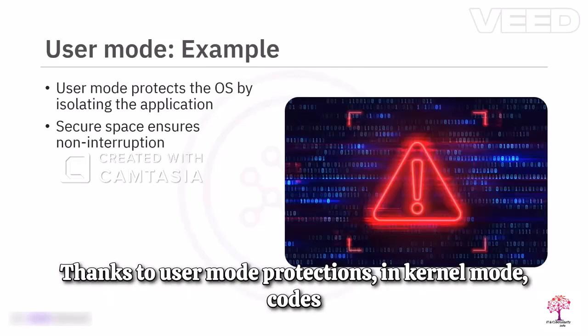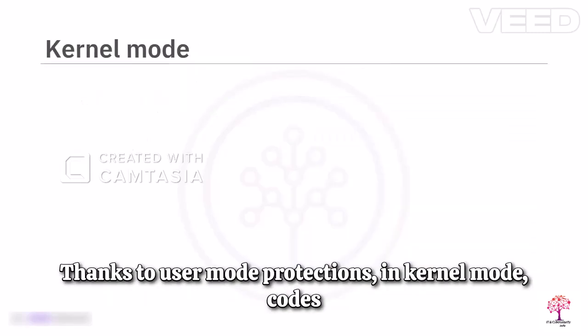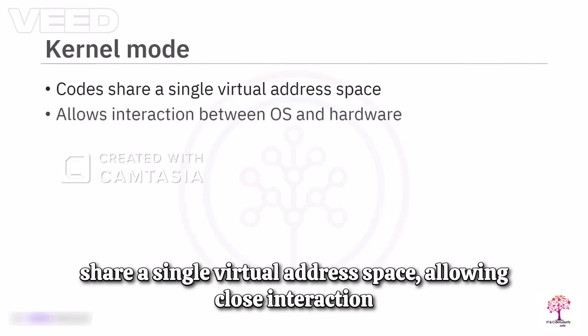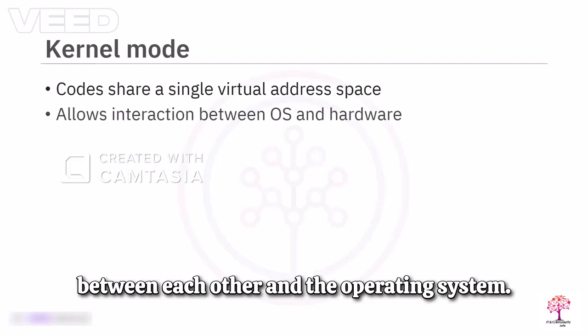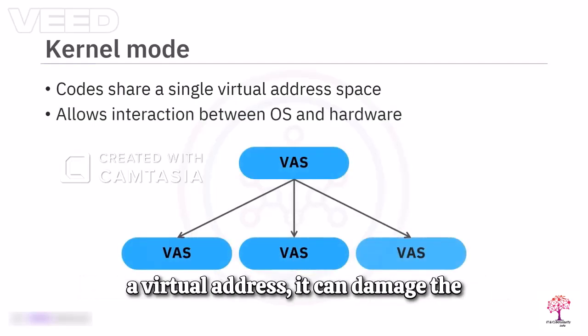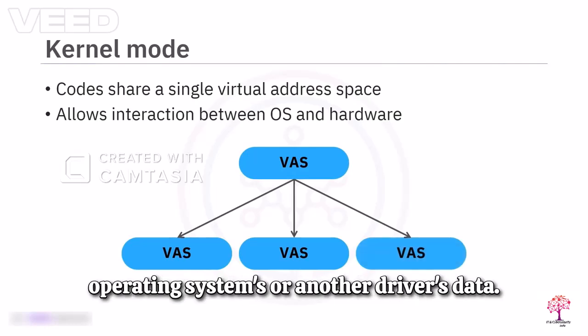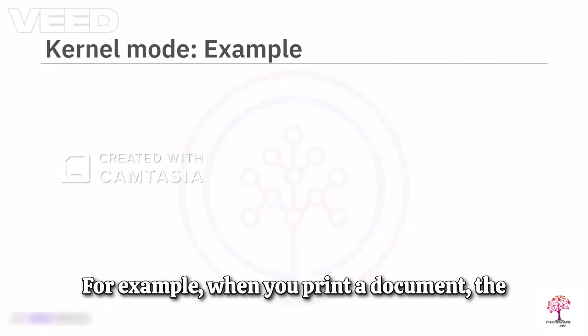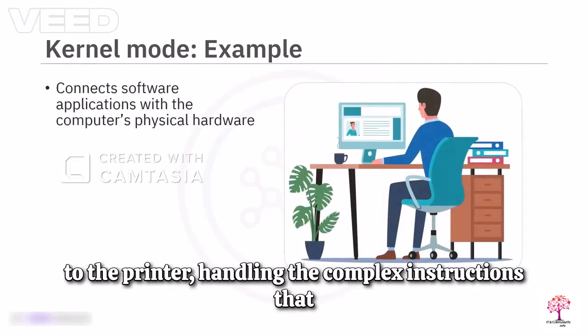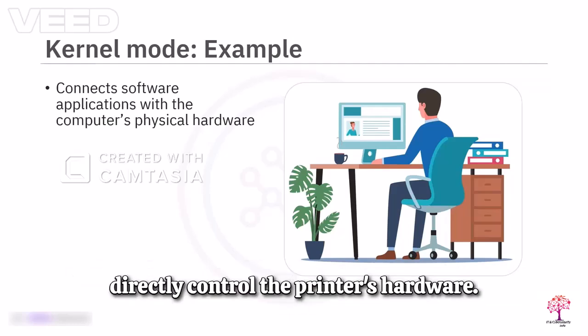to user mode protections. In kernel mode, codes share a single virtual address space, allowing close interaction between each other and the operating system. If a kernel mode driver inaccurately modifies a virtual address, it can damage the operating system's or another driver's data. For example, when you print a document, the operating system uses kernel mode to send it to the printer, handling the complex instructions that directly control the printer's hardware.